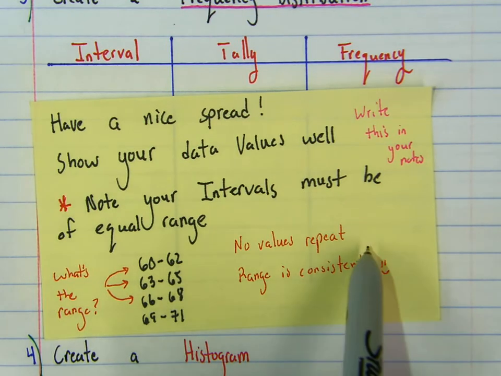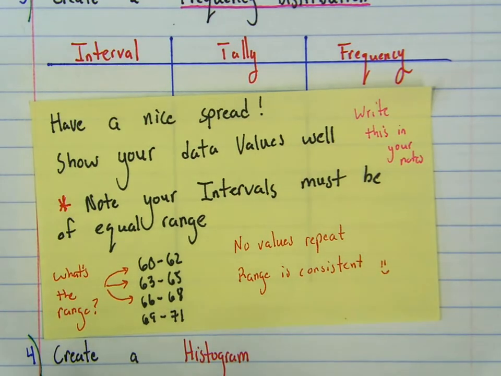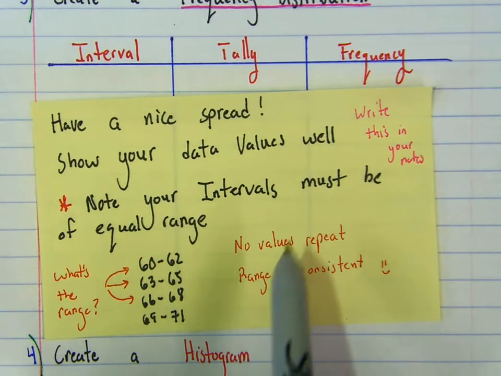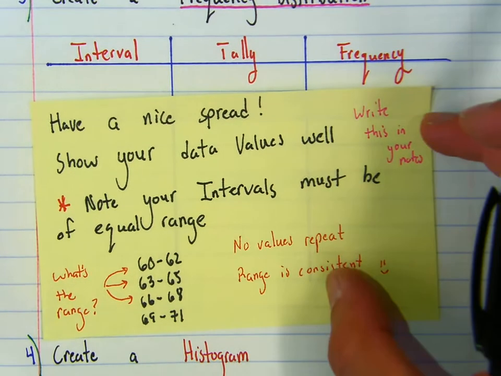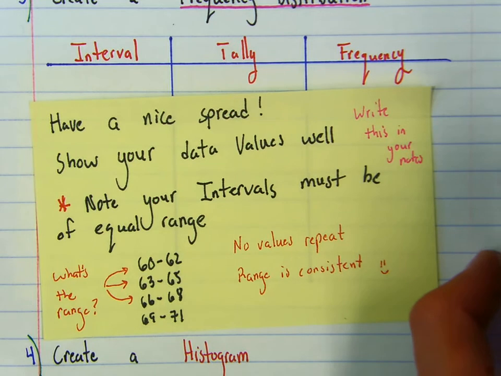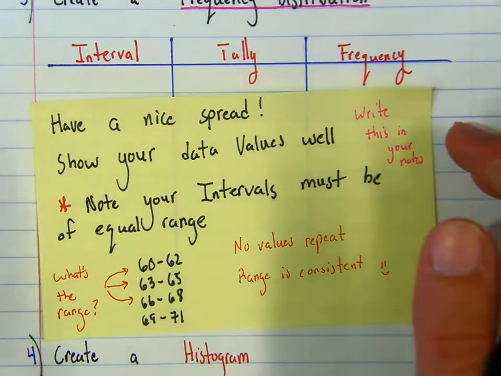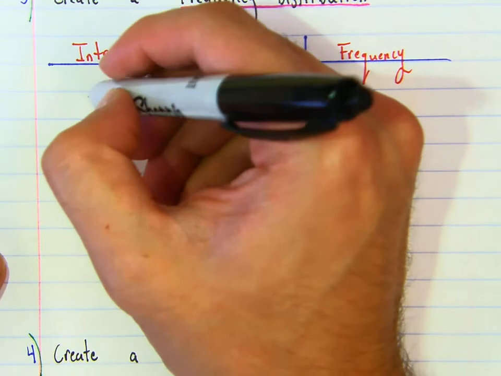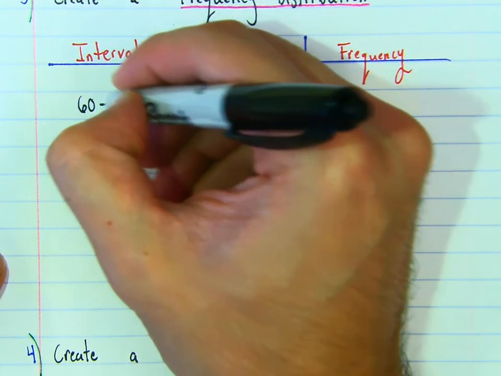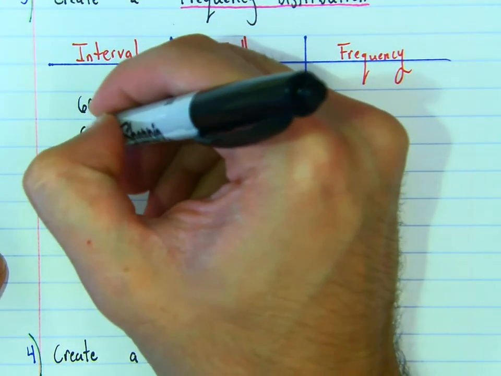None of the values repeat, and the range is consistent, okay? I know this was a lot. What I'd like you to do is pause the video and have this in your notes. Please write this in your notes. And yeah, let's continue. Let's say we have one interval from 60 to 63.